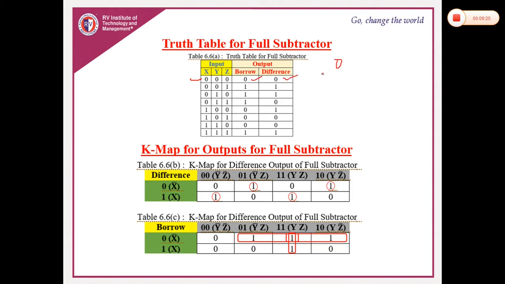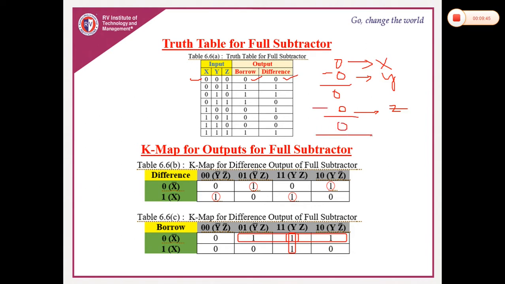I am repeating, 0 minus 0 is 0. This is the first input, second input, that is x and y. First we have to do x minus y, then the obtained result we again have to subtract with z. What is that? Z. So z is again 0, 0 minus 0 is again 0.